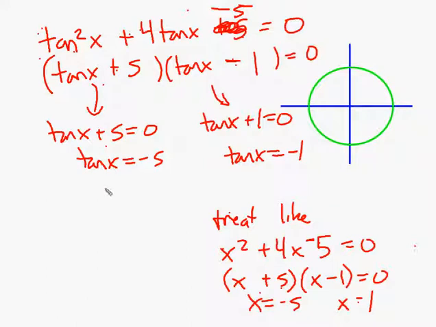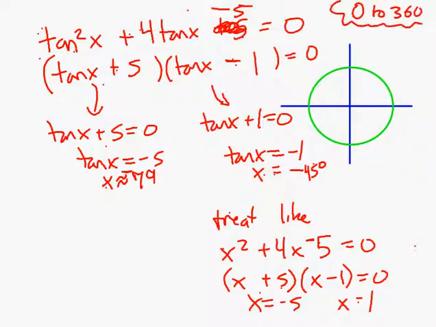When I do this one, when I inverse tan, I get x is about negative 79 degrees. And over here, when I inverse tan that, I get negative 45 degrees. Now again, we're solving 0 to 360. So we've got to keep that range in mind as we're doing these.